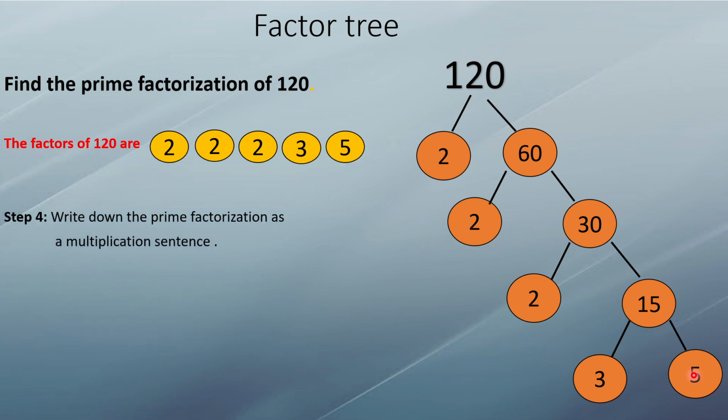Step 4, write down the prime factorization as a multiplication sentence. So we have 120 equals 2 times 2 times 2 times 3 times 5. Okay, so this is what we call a multiplication sentence, or we can write it like this: 2 with the exponent of 3, raised to the power of 3, times 5.